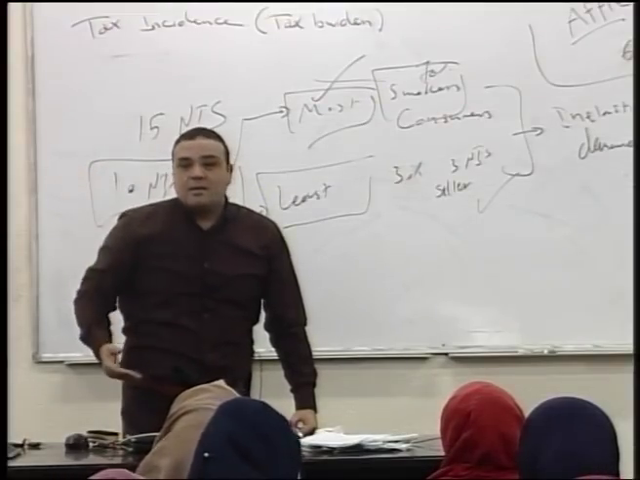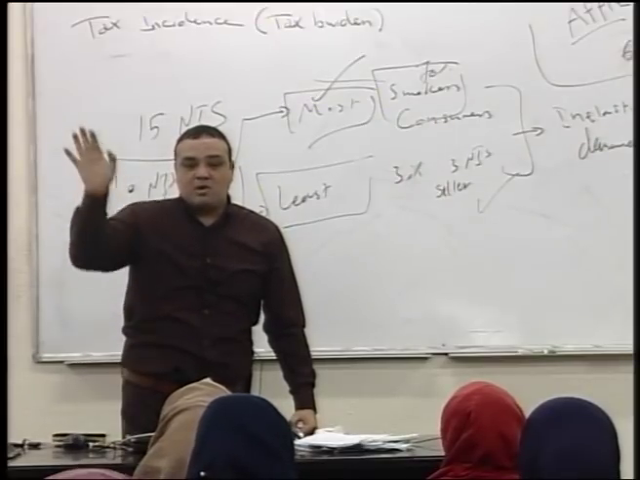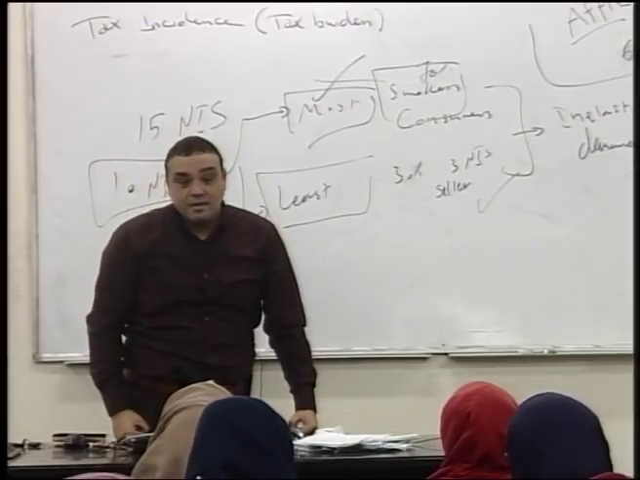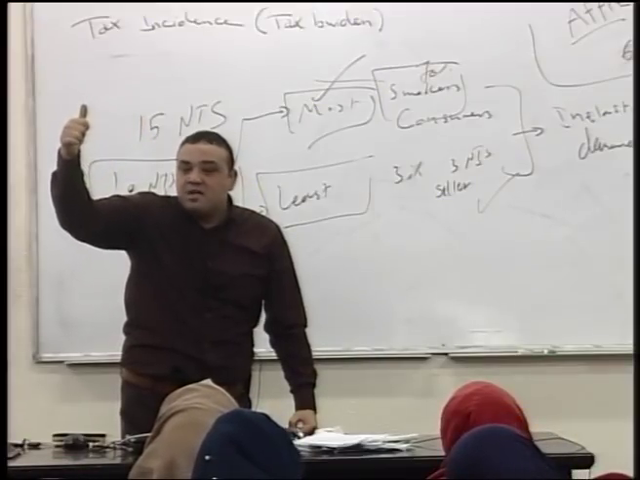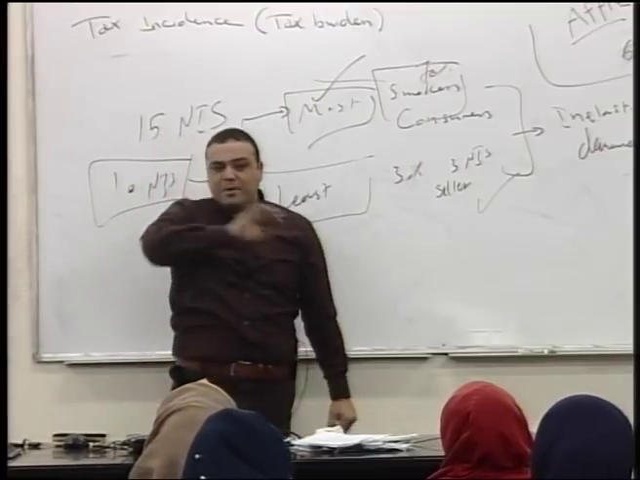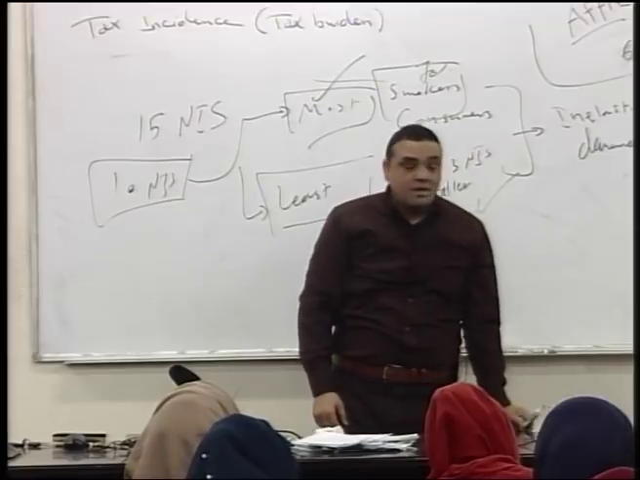Perfectly inelastic. If they put taxes on it, who bears the whole tax burden? The consumer. So if demand is perfectly inelastic, the consumer bears the whole tax burden, 100% of the tax. And the seller bears 0.